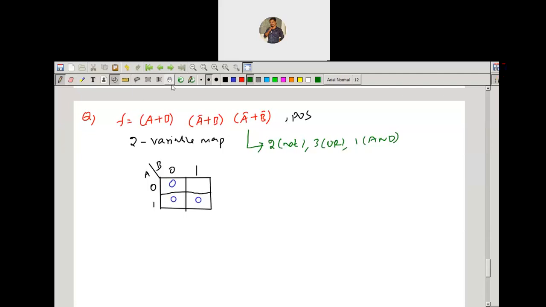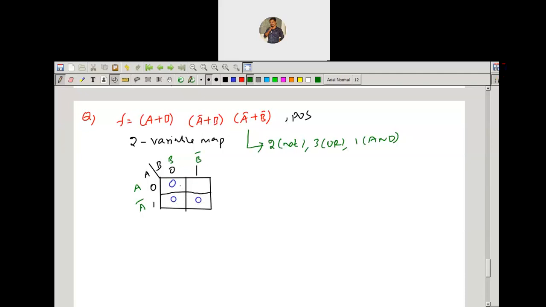This expression is given in POS, that is A plus B, A bar plus B, A bar plus B bar. It is in POS, not in SOP. The cell A plus B is occupied with the max term, and A bar plus B is also occupied with a max term, and A bar plus B bar also. Let's go for the max term grouping.